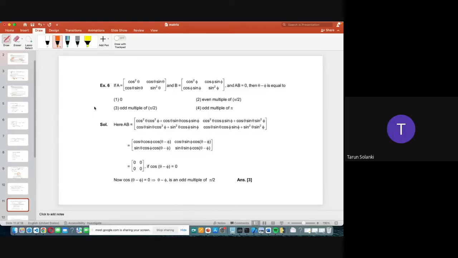Okay. So here first AB. So check AB for all these given conditions. So you will get it as 0 0 0 0. So if cos theta minus phi is equal to 0, then theta minus phi is an odd multiple of pi by 2, right? If cos theta minus phi is equal to 0, then theta minus phi is an odd multiple of pi by 2. So option 3 is the correct answer.